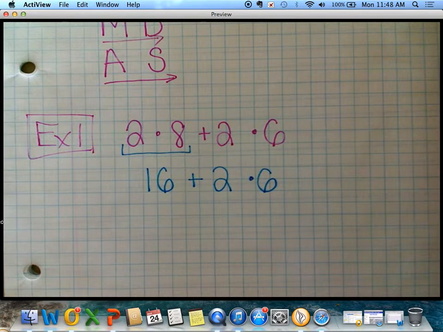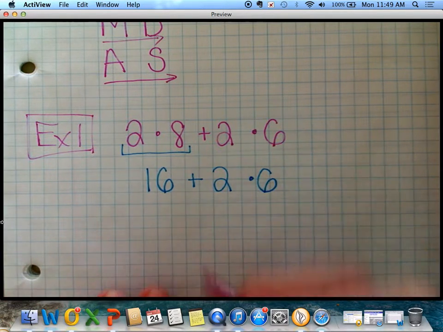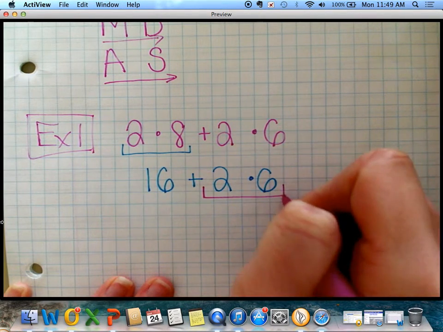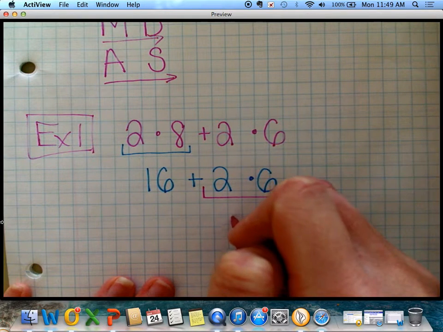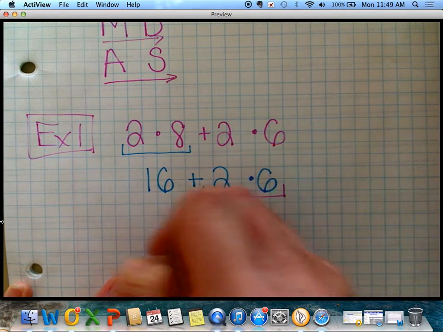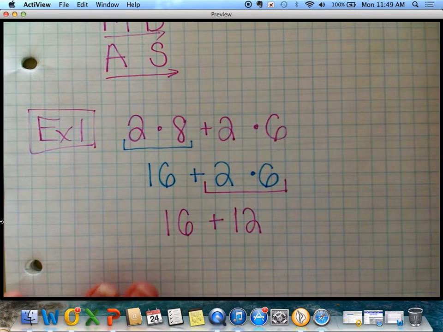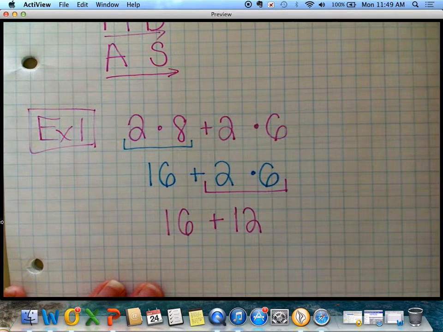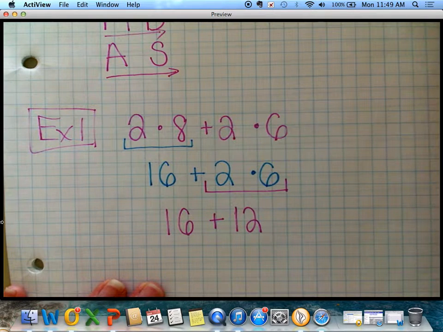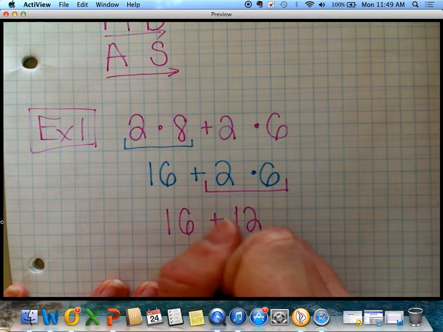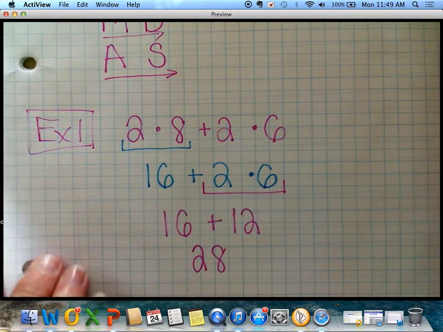According to my order of operations, what do I do next? What is it? 16 times 6. Not 16 times 6. 2 times 6. 2 times 6 is 12. Bring everything down that does not change. 16 plus 12 is 28. Good. All right, let's look at example 2.